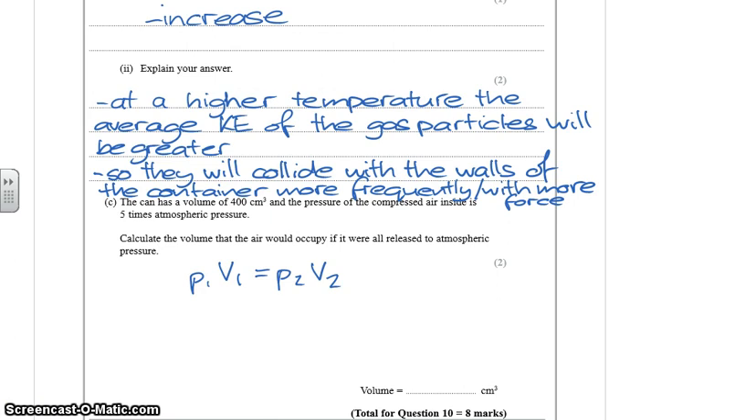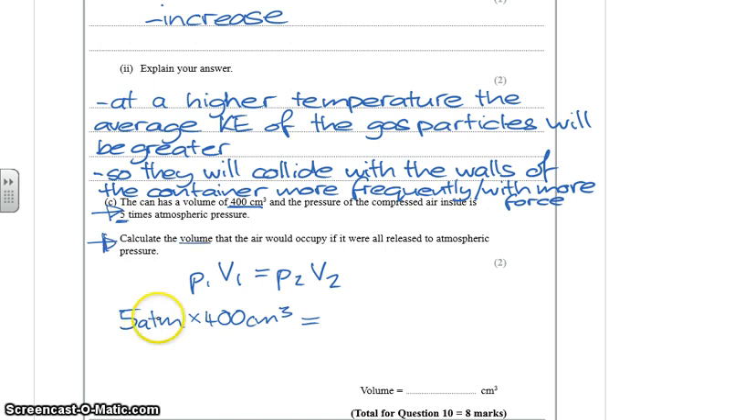So you don't get any marks for writing the formula, unfortunately, because they've already given it to you in the question paper. Okay, so now we've got to think, how do we use it? Well, situation 1 is here, and you can see that to start off with, it's got a volume of 400 centimeters cubed, and it's got a pressure of 5 atmospheres, so we'll put that in there. So it's 5 atmospheres times 400 centimeters cubed.